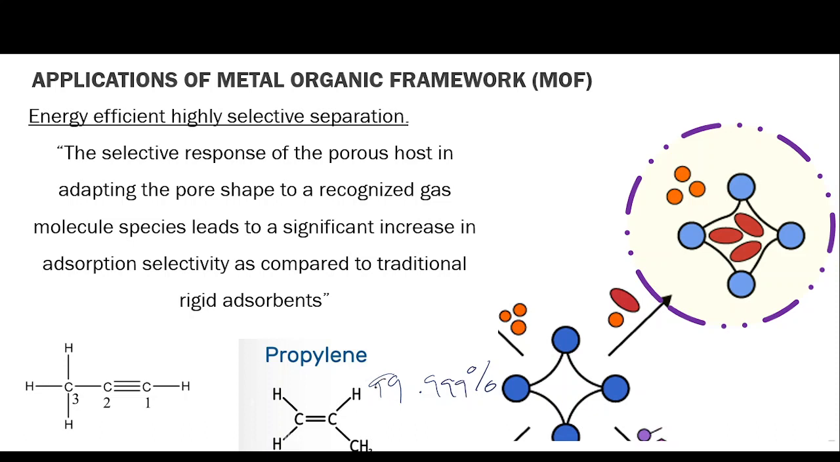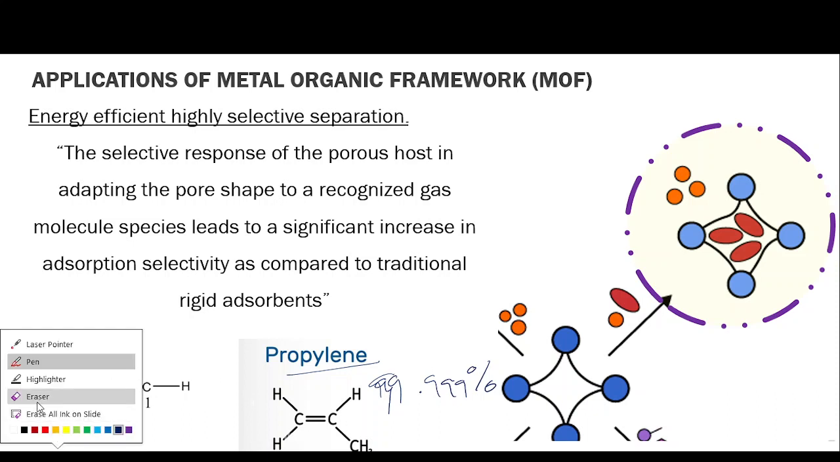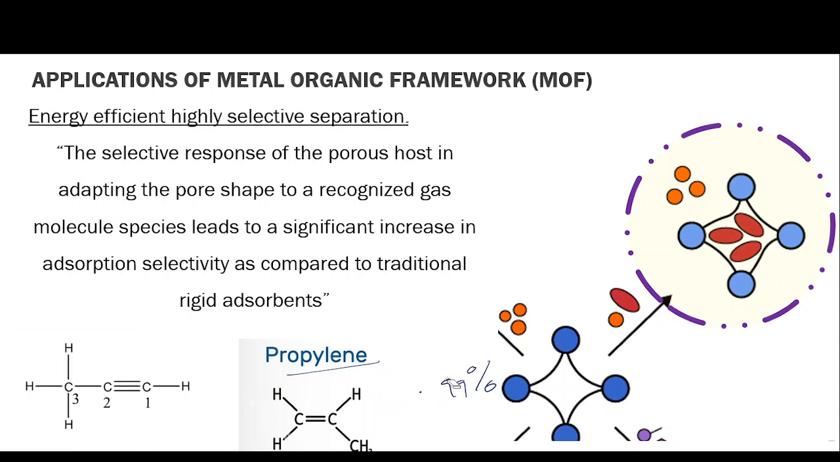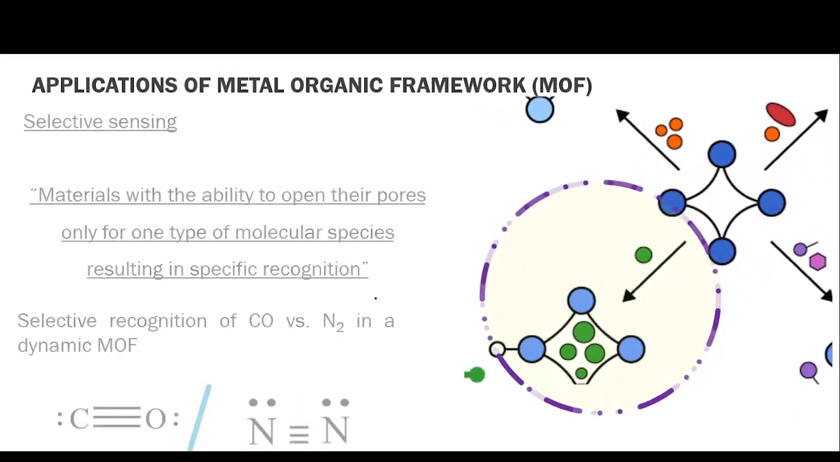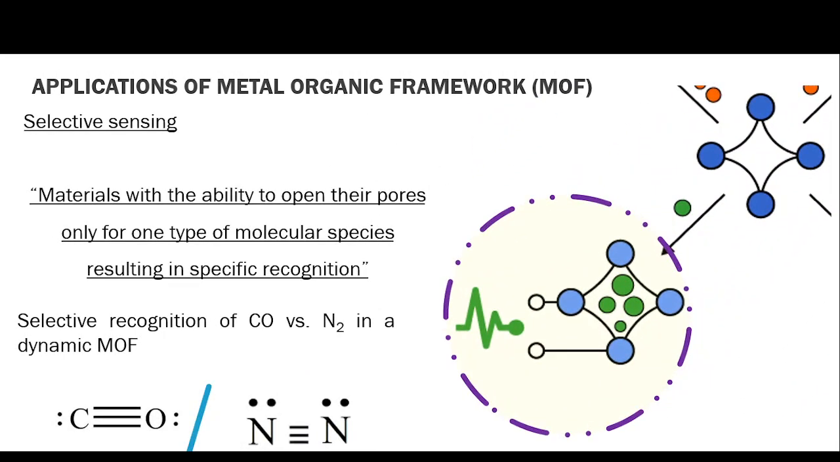99.999 percent purity of propylene was separated from propyne. So this is very good. So MOFs are used as brilliant separators. And here is the reference in which it was reported in 2017 in JACS. This work reported the propylene and propyne separation, if someone is working on it. And this can be used as smart sensors, as I was saying.